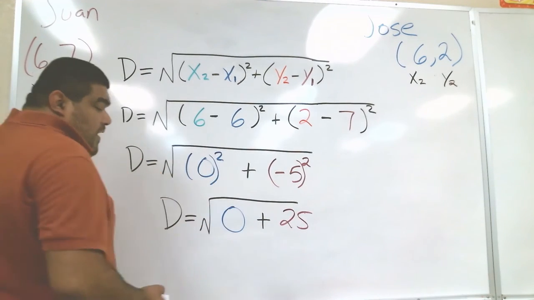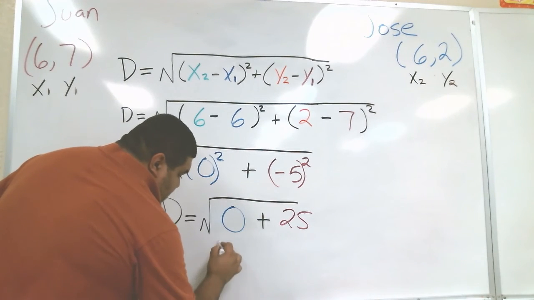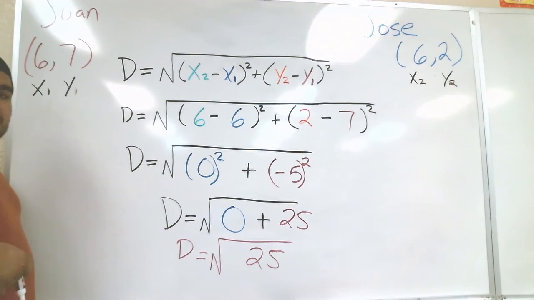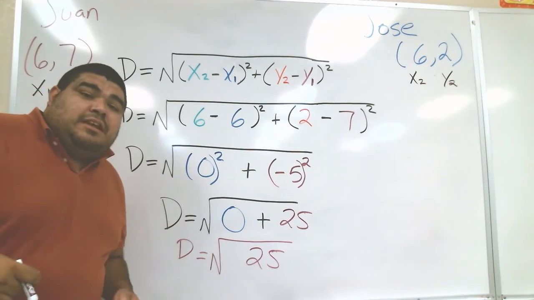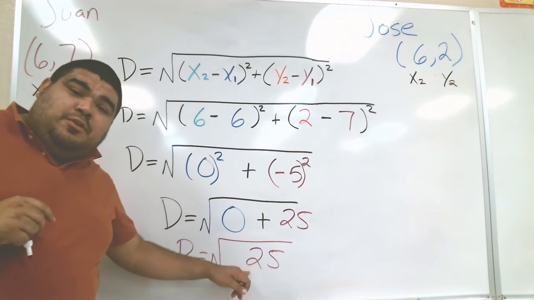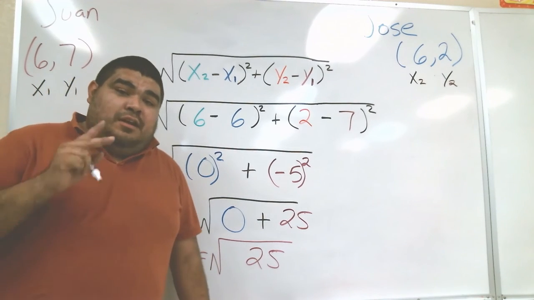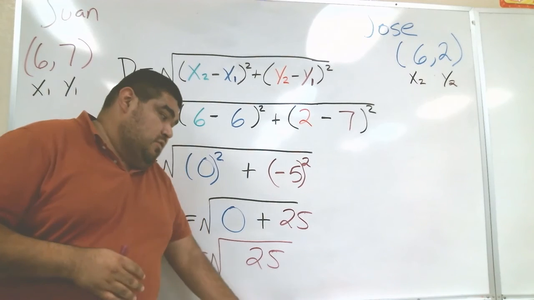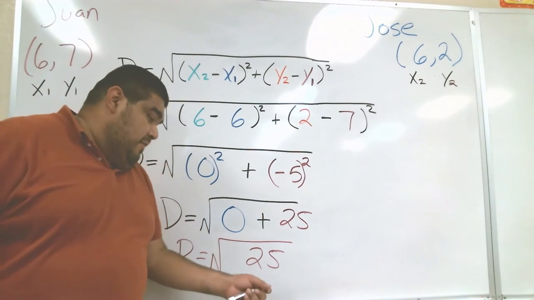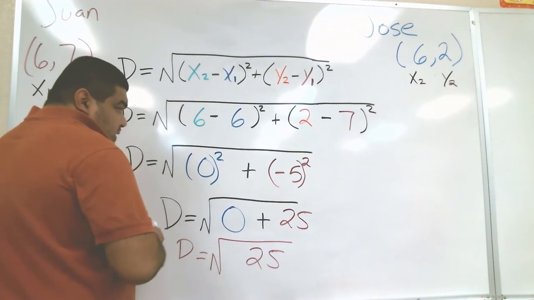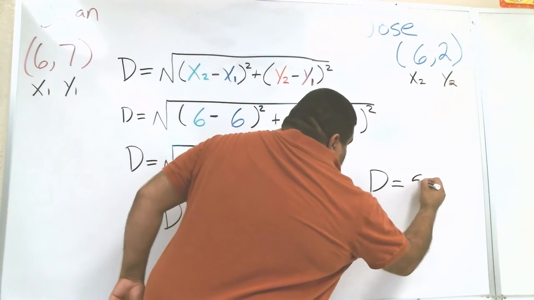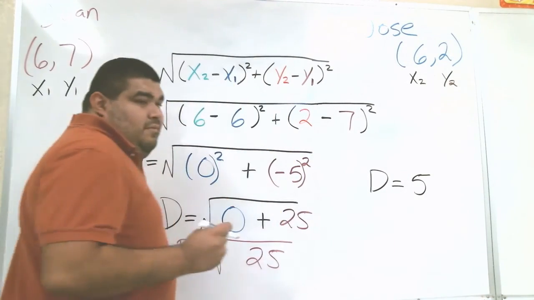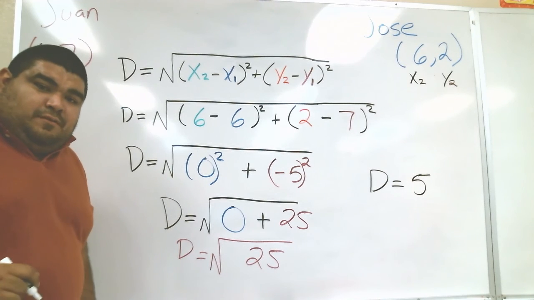So 0 plus 25, it's still the radical, remember, little house, of 25. So D equals, can 25 be broken down? This radical means that there's two numbers that, when you multiply them, give you the number on the inside. That number has to be the same number. If you look at square roots, the best number for this one is 5, all right? Because 5 times 5 gives you 25. So the distance equals 5. So radical of 25 is like saying 5. And that is how you solve for distance.